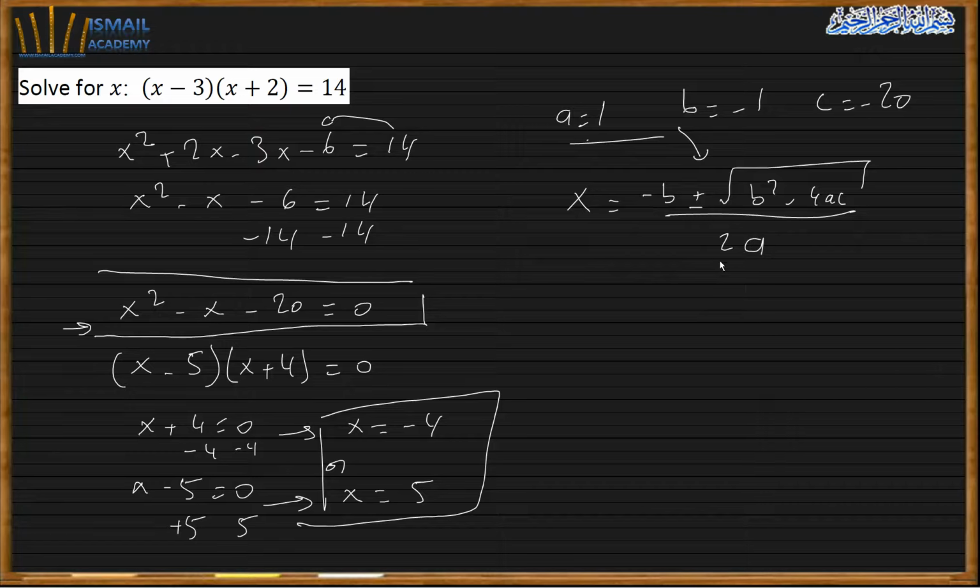I hope it's clear. If you have a problem with factoring, you don't have to factor to solve. It's not because they give it to you in factored form that you have to factor. No, they just say solve. That means use the method that suits you to solve the question. FOIL, combine, make it a quadratic equation, quadratic formula. That's it.